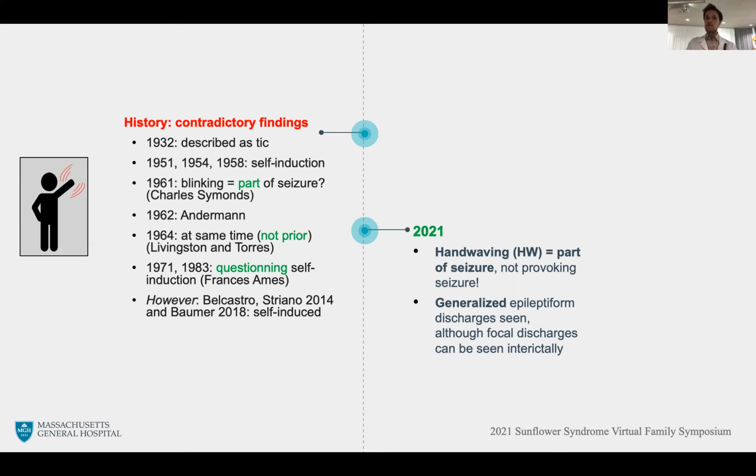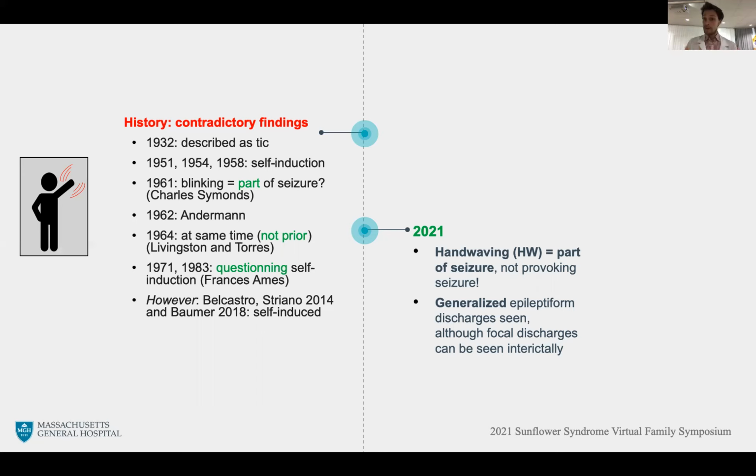But if we then look at more recent data, for example, in 2018, from Baumer in California, they said that the seizures are self-induced. They were very strict about it. But if you see these contradictory findings in the past, then you would say, yeah, we actually don't know it. So we need further studies.